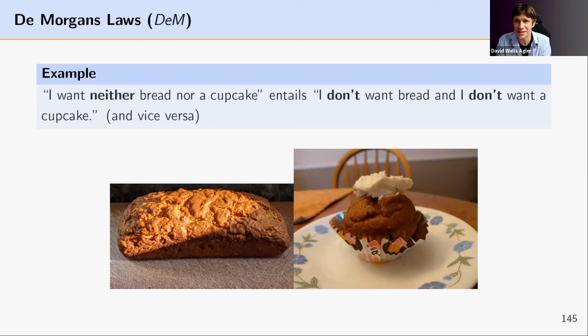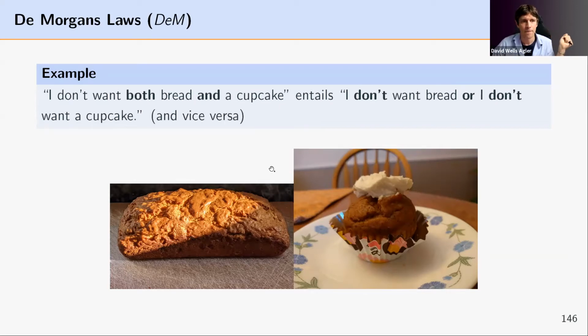And so what does this entail? Well, it entails a conjunction, which is I don't want your bread and I don't want a cupcake. You'd understand that if I said either one of these sentences, you'd be saying the same thing here. The same thing is if you use the negated conjunction.